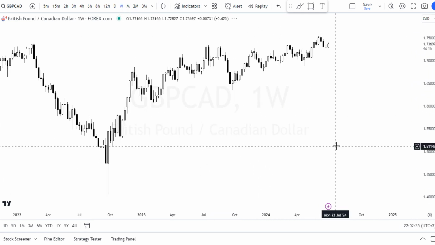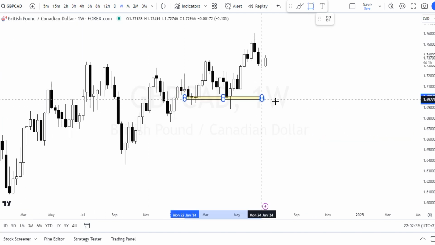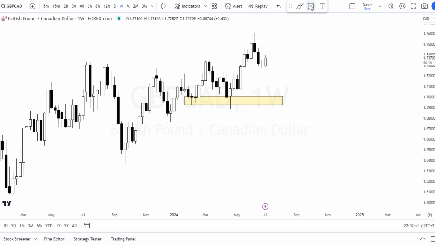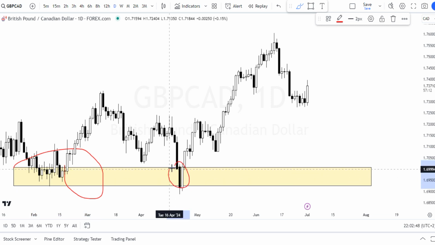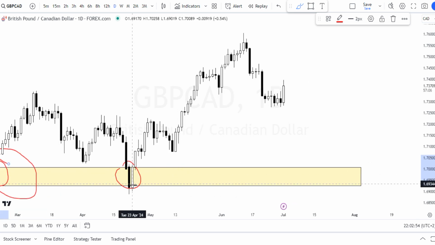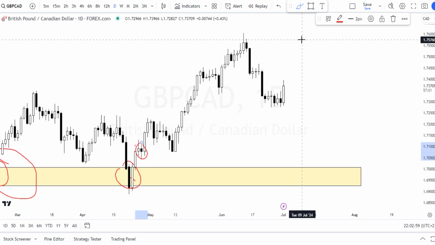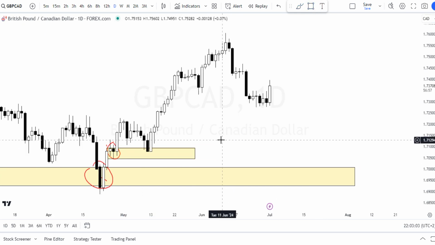Let me just go to the weekly chart. Here we have a weekly demand. Now if I go to the daily chart, you can see that the market is actually respecting this weekly demand and going up. And when the market went up from this weekly demand, the market made a peak just right here, okay? Can you see that?